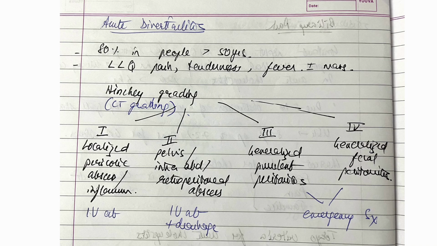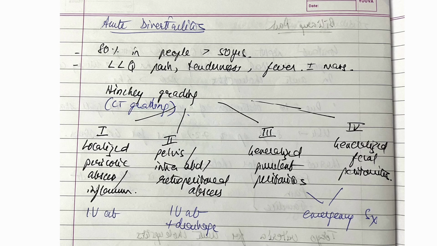Acute diverticulitis. 80% of people are more than 50 years old. They have left lower quadrant pain, tenderness, fever, plus or minus a mass. CT grading is by Hinchey grading. You have 1, 2, 3, and 4. 1 is localized pericolic abscess or inflammation. The treatment is just IV antibiotics in the hospital.